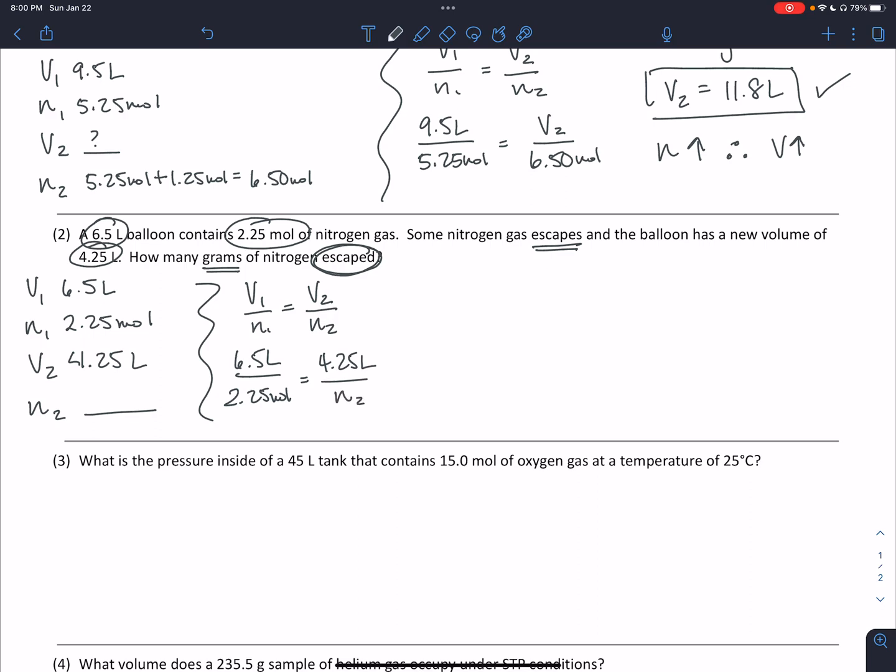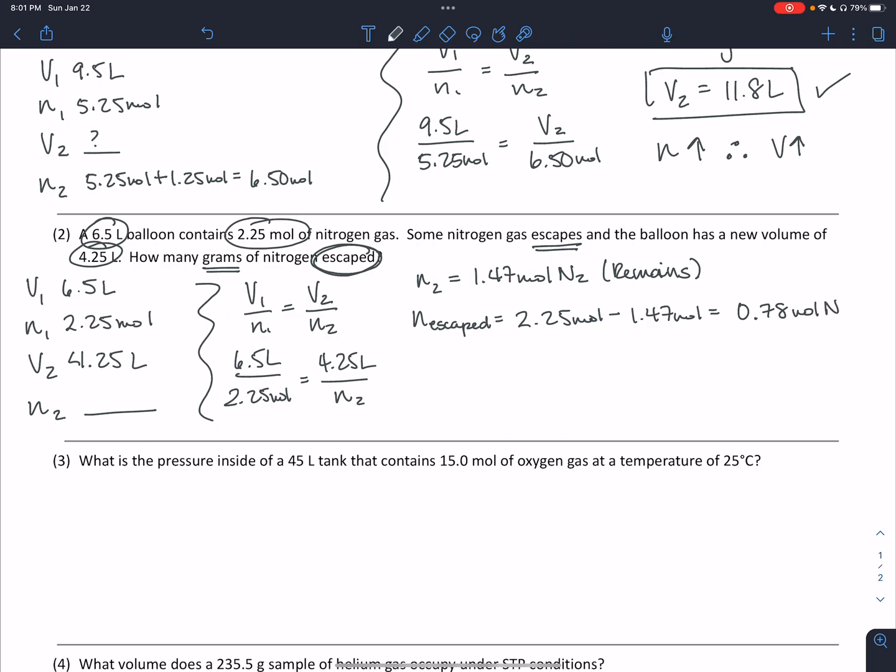All right, so we cross multiply, solve for N2, and we find that our balloon with a volume of 4.25 contains 1.47 moles of our gas. So this is what remains in that balloon. But the question was to know what escaped. So to find the moles that escaped, I'm going to take the moles I had originally, 2.25, and subtract what remains. And the difference there should be what escaped. So the amount of moles that escaped was 0.78 moles of that nitrogen gas.